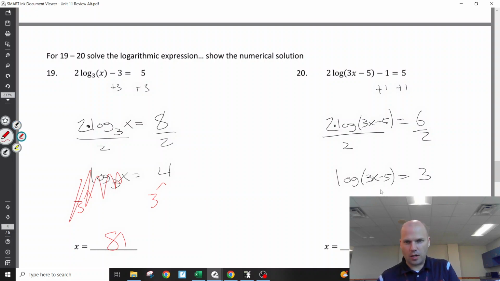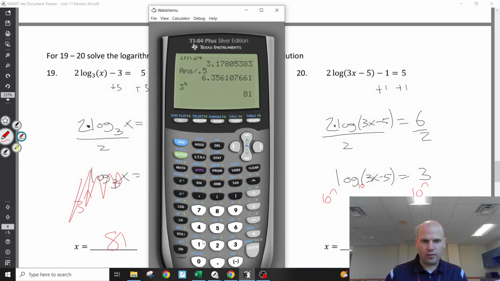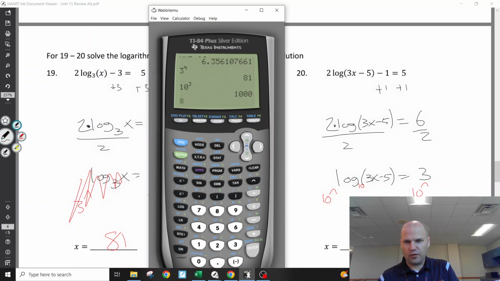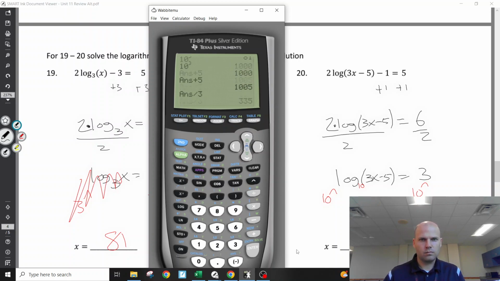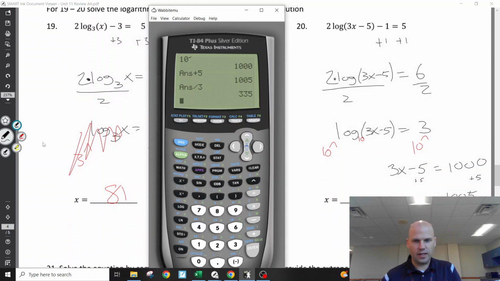Get rid of the log base 10 with an exponent, 10 to the. Exponents get rid of logs. Logs get rid of exponents. 10 cubed is 1,000. Don't be afraid. Add 5, divide by 3. 335, look at that.